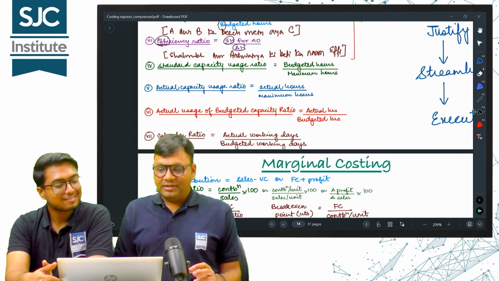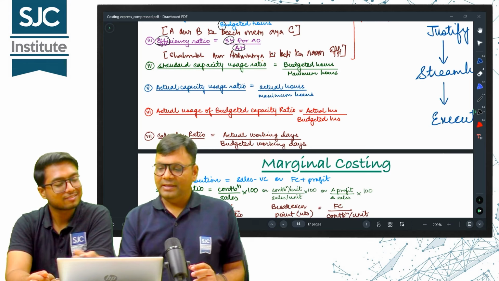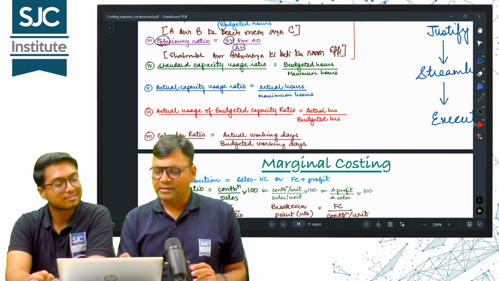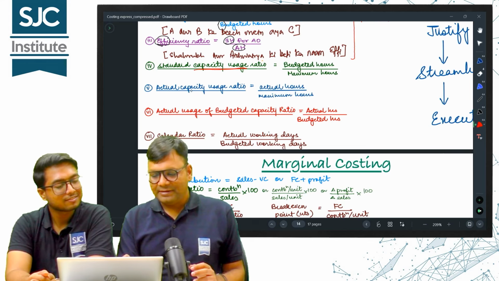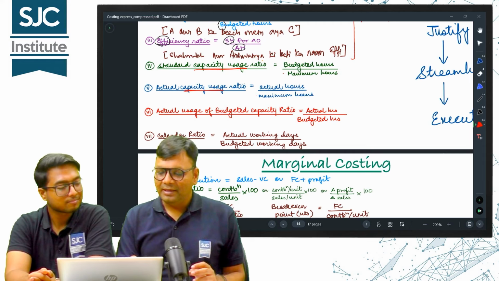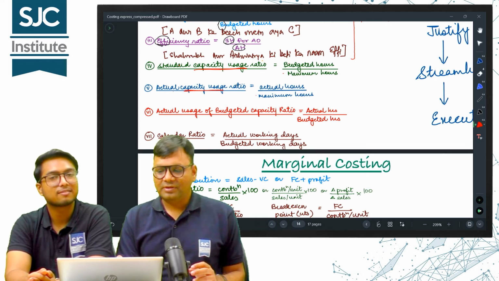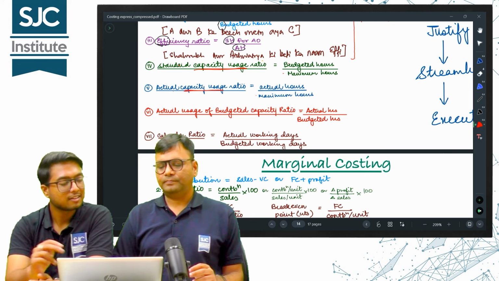Actual capacity usage ratio is actual hour by maximum hours. The keyword here is capacity usage. So whenever the word capacity usage is given, you take the base as maximum hours. So standard capacity usage means budgeted by maximum. Actual capacity usage means actual by maximum.